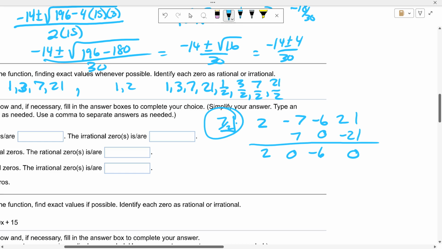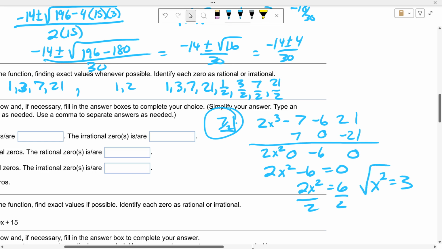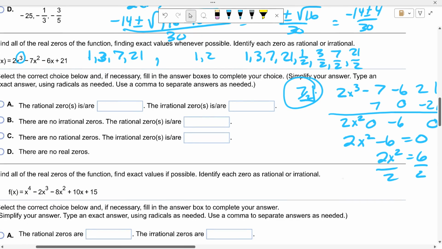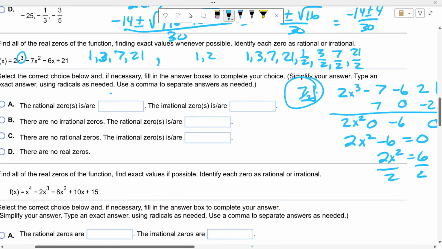Okay, 7/2 is a root. What we're left with is, this was x cubed, so this is x squared, 2x squared minus 6 equals 0. So 2x squared equals 6. Divide by 2. X squared equals 3. How do we get x alone? Square root of each. X equals plus or minus the square root of 3. So we have 2 irrational roots and 1 rational root. The rational root is 7/2. The irrationals are plus or minus square root of 3.